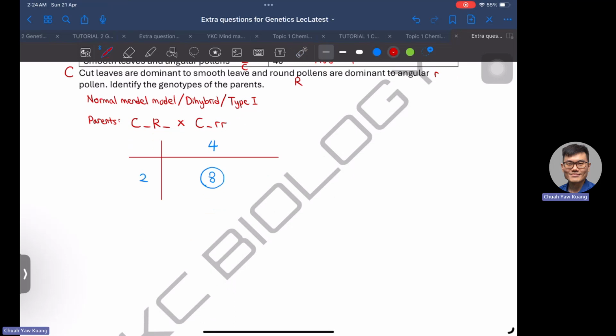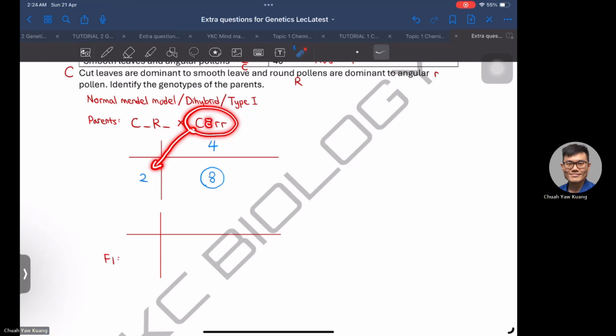Okay, so this is what we can do now. Based on this, the F1 generation here. In order for this parent to produce the 2 gametes, that means the genotype must be big C, small c, and small r, small r.